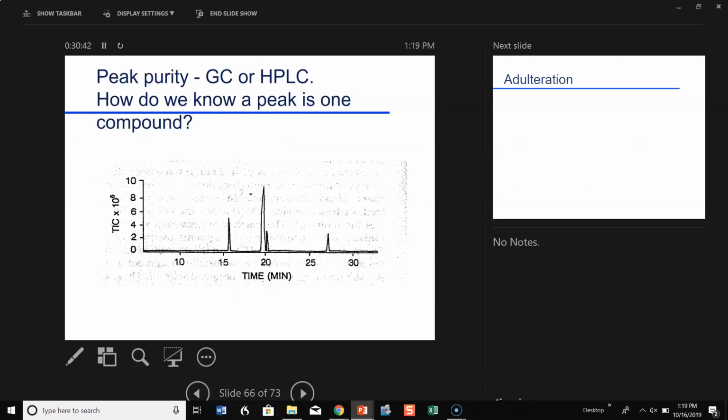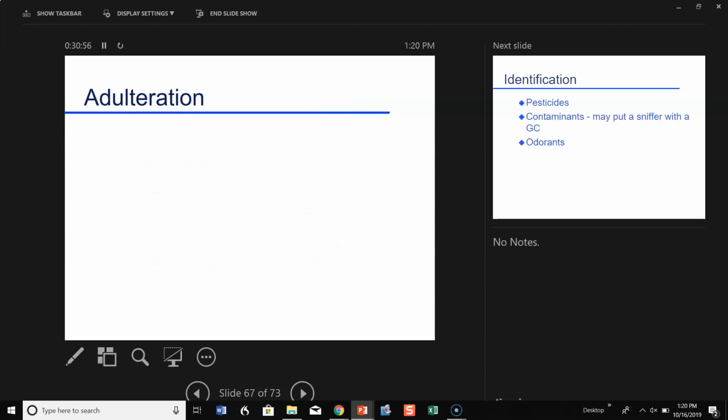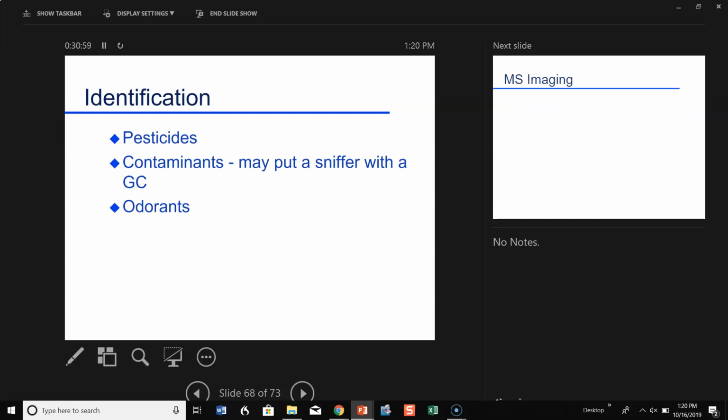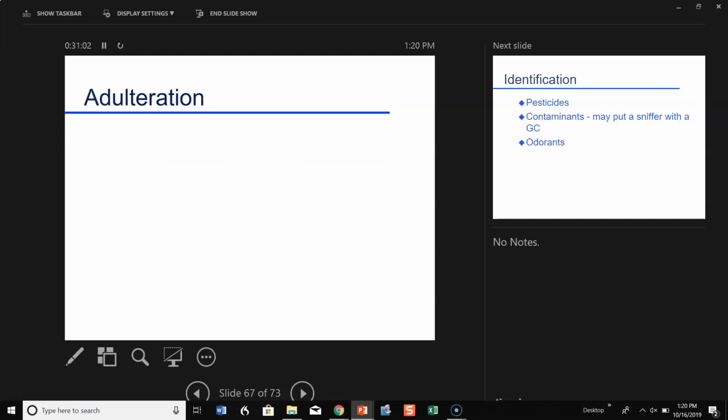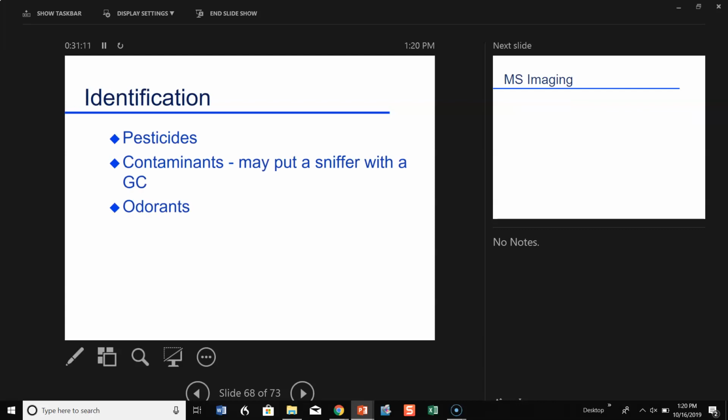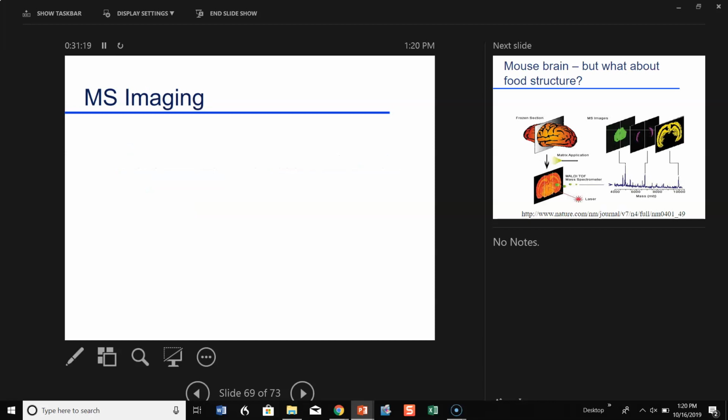Purity, again, I kind of beat you over the head with that one. A peak, a nice peak, a beautiful peak, doesn't mean it's a single compound. I don't care how nice it looks. You really have to be certain, and you do that by taking a mass spectrum of that peak. Adulteration certainly is one place we look at a great deal. Is there something there that shouldn't be there? Is it an artificial component, like it should be there in the real product? Are there pesticides present, contaminants? So again, when we start looking around, there's just a lot that can be done with mass spectrometry.